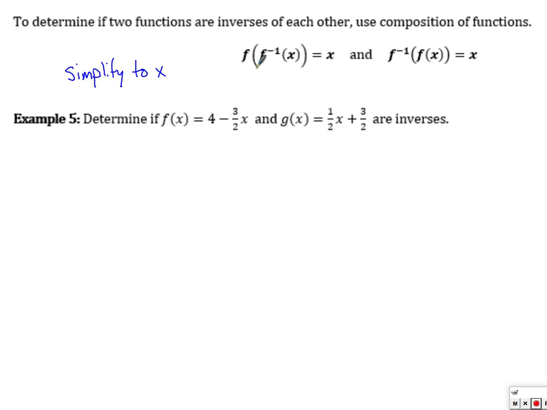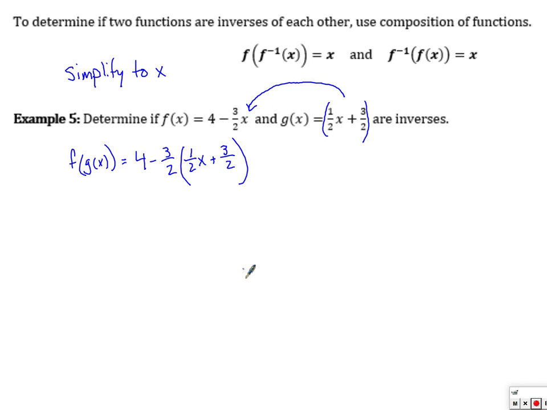Okay, so the first thing I'm going to do is f of the inverse. So they're asking, is g the inverse of f? So what I'm going to do is take this whole thing for g and plug it in to f where x is. So my f of g of x is equal to 4 minus 3 over 2 times (1/2 x plus 3 over 2).